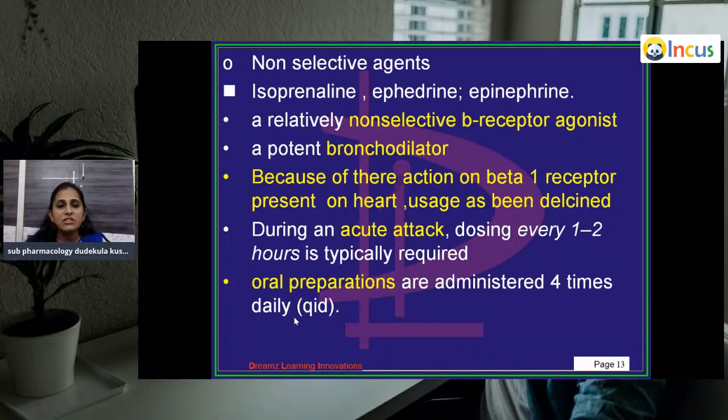These are relatively non-selective beta receptor agonists. I told you these act on all receptors, and their action will be seen. Because of their action on beta 1 receptors present in the heart, usage has declined. During a very emergency acute attack, when other drugs are not working on the patient, you can use ephedrine. Oral preparations are given as QID.